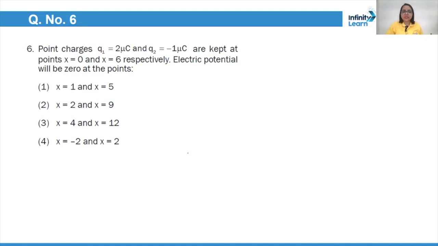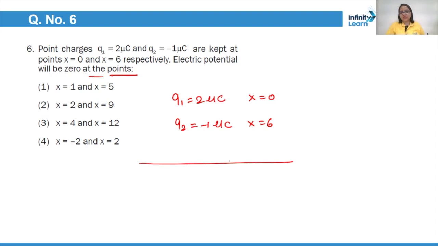Next is question number 6. Point charges Q1, that is 2 microcoulomb, and Q2, which is minus 1 microcoulomb, are kept at x equals 0 and x equals 6 respectively. Electric potential will be 0 at the points... So let's say this is x equals 0, this is x equals 6, and I'm assuming that somewhere at x1 and x2 electric potential due to this configuration is 0. So this is 2 microcoulomb, this is minus 1 microcoulomb, right?